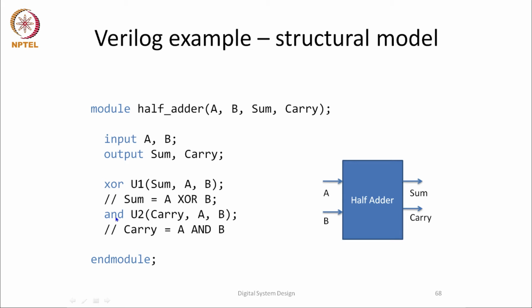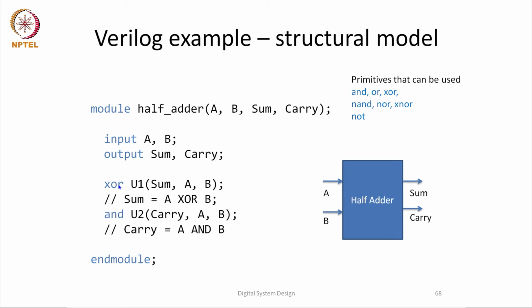Similarly, for the AND gate, we can use another instance name and then connect carry as the output, and A and B as the inputs. These AND, OR, XOR, etc. are called primitive gates, which are available in Verilog, and we can use any of them. There are six primitive gates in Verilog: and, or, XOR, NAND, NOR, and XNOR. Along with these we have two more, buffer and NOT, which are primitive gates used for a single input.